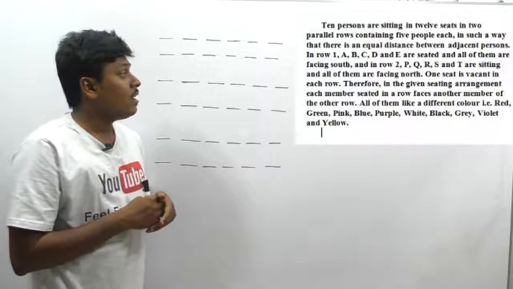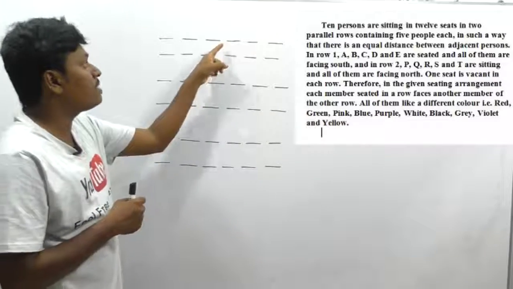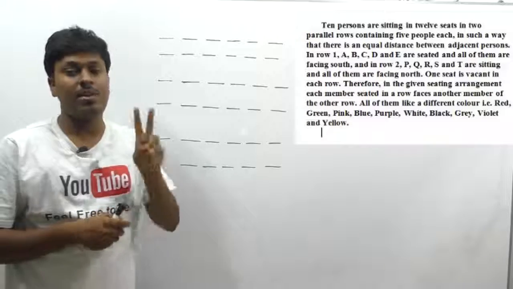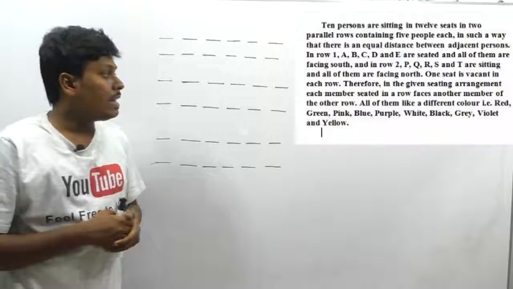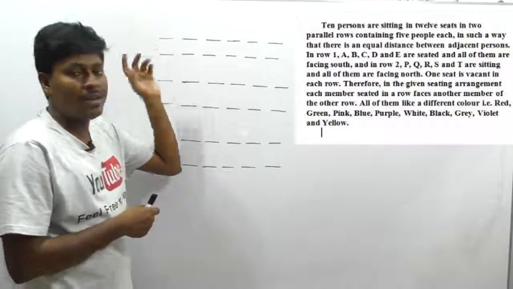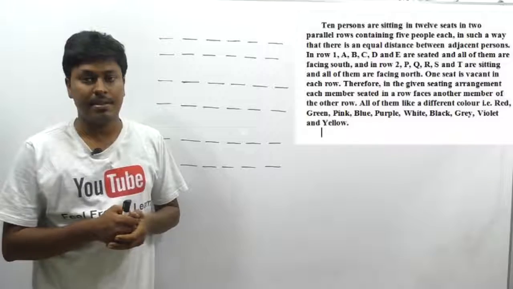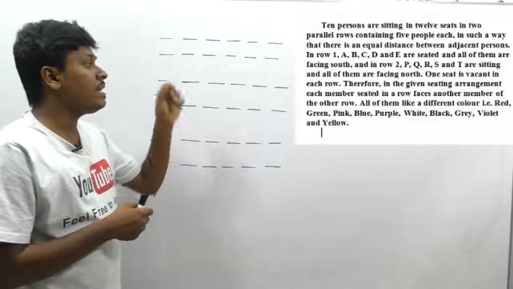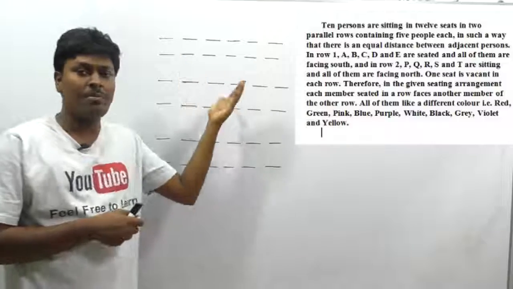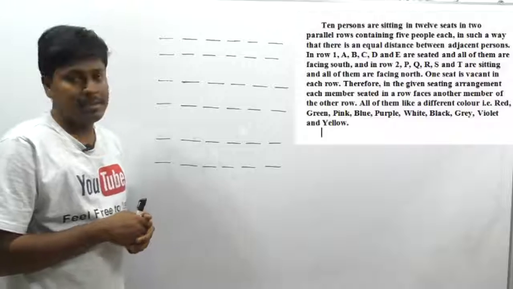So friends, in the first passage we have found that there is a vacant position in every row. That means in row number 1 there is a vacant position and there is another vacant position in row number 2. So totally there are 2 vacant positions. And as the second clue, they have directly given that in row number 1, A, B, C, D, E are sitting, and in row number 2, P, Q, R, S, T are sitting. But our target is to find which person likes which color and where he is sitting, whether in row number 1 or row number 2. We need to find every person's color and also where he is sitting, right?